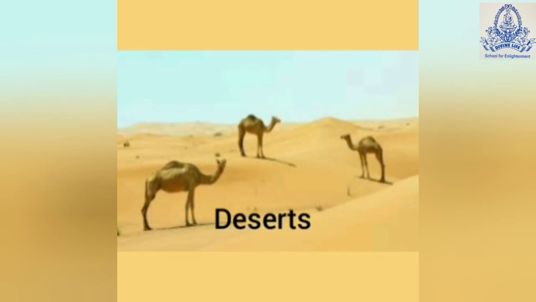Deserts. Everybody, do you see the desert? Do you know what a desert is? A desert is a large area of land that is dry and covered with sand. In the desert there is very little water, so only a few plants grow, like a cactus.